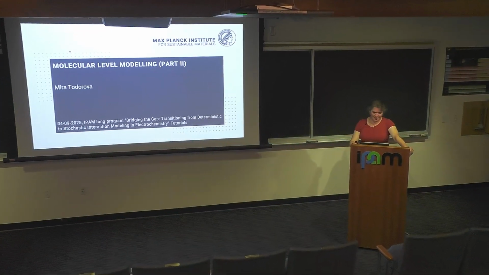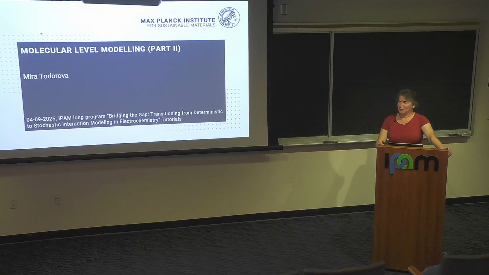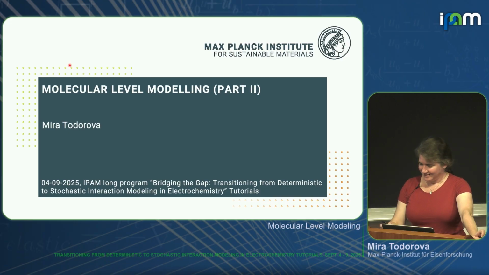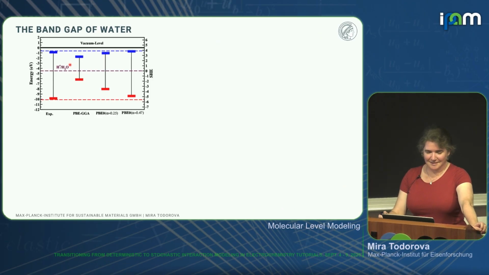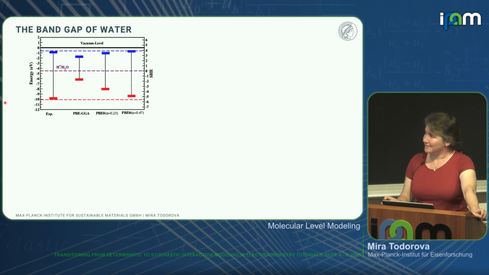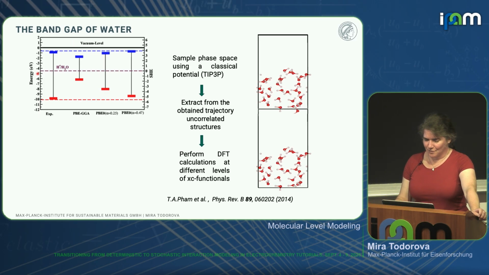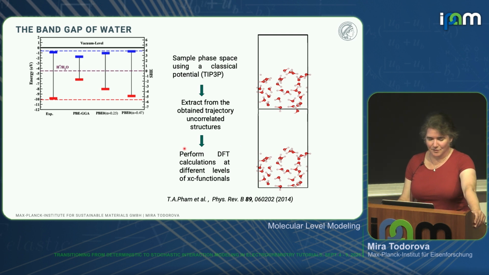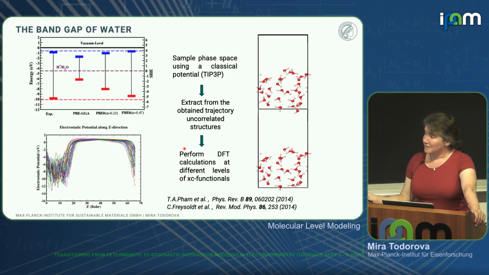I'll continue with the molecular level modeling part and also say some of the things that Jörg couldn't get through first. We've discussed that DFT is not perfect in describing the electronic properties of water. We could calculate, using a combination of TIP3P water and uncorrelated snapshots, DFT calculations at different levels of DFT functionals in order to get the electrostatic potential.